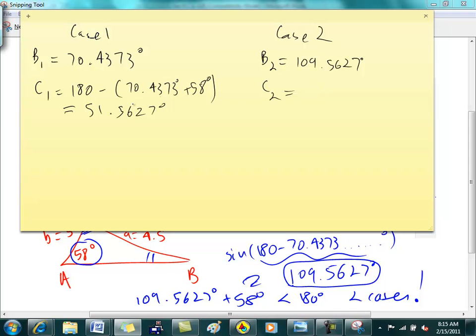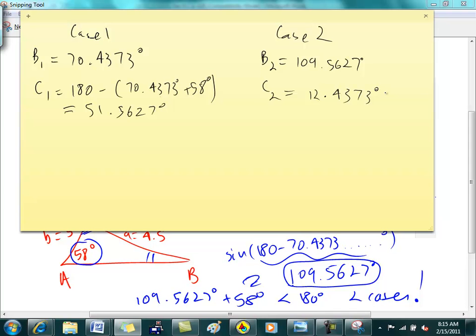Yeah. So it'll be the same thing, okay? Instead of 70, it's going to be 109. Something small like that. Did you add 109 and 58? And then subtract it from 180? So, Myra, 12.4373. Is everybody with Myra on that? Okay.